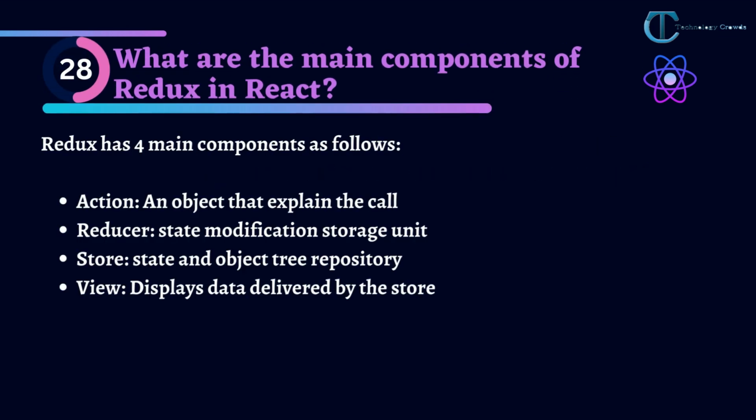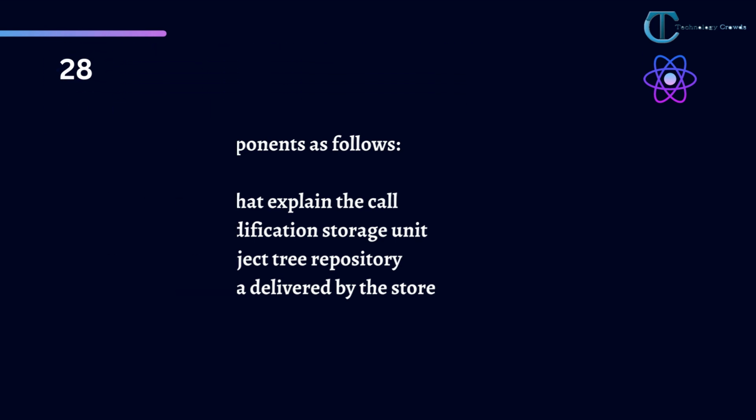28. What are the main components of Redux in React? Redux has 4 main components as follows. Action, an object that explains the call. Reducer, state modification storage unit. Store, state and object tree repository. View, displays data delivered by the store.